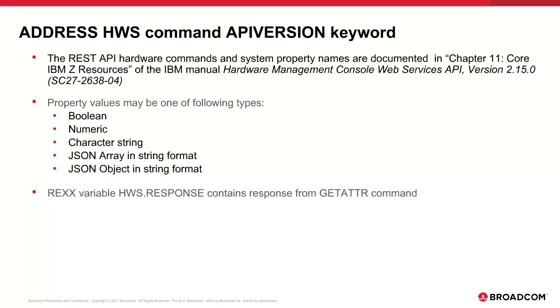The REST API hardware commands and system property names are documented in Chapter 11, Core IBM Z Resources, of the IBM manual Hardware Management Console Web Services API, version 2.15. The property values may be one of the following types: Boolean, numeric, character string, JSON array in string format, or JSON object in string format. The REXX variable HWS response contains the response from the getAttr command.